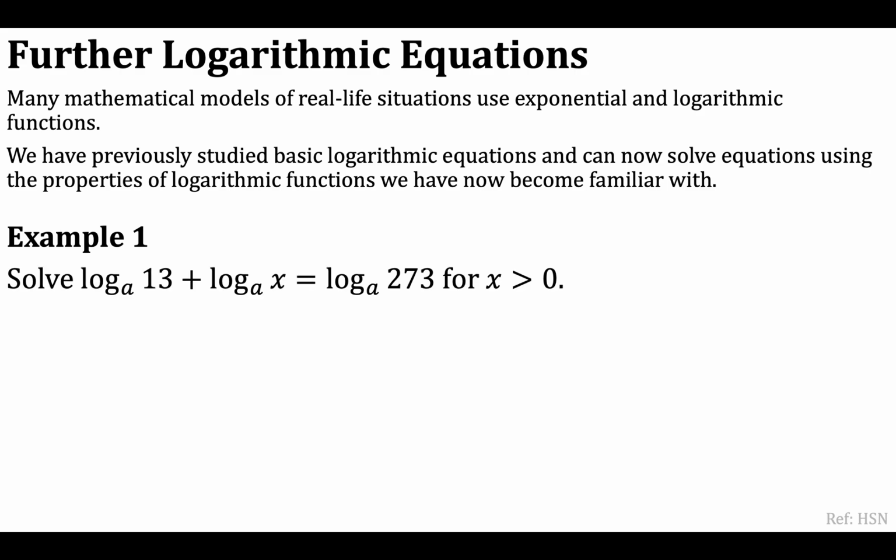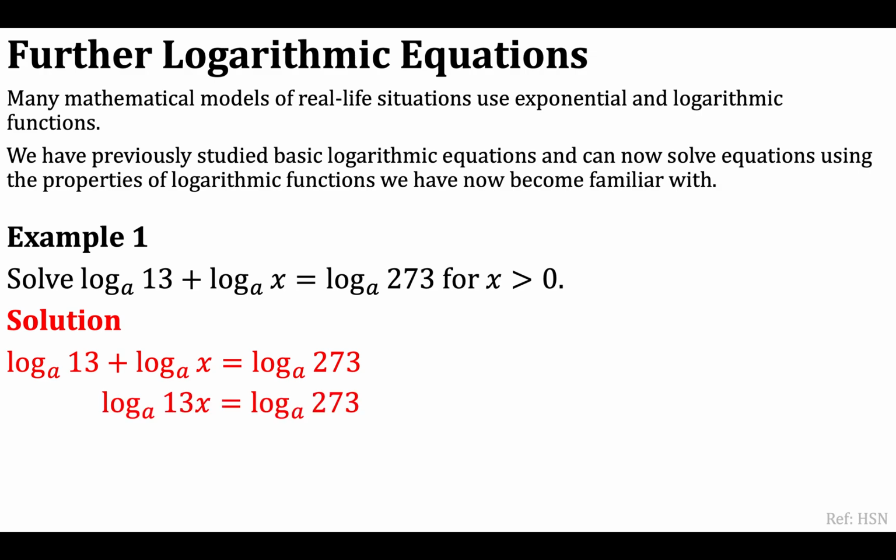For the first example, we want to solve log to the base a of 13 plus log to the base a of x equals log to the base a of 273, where x is greater than 0. On the left hand side, we can see that we're adding two log terms, both with the same bases, so that means we can multiply the arguments. So on the left hand side, we'll have log to the base a of 13x, and that is equal to log to the base a of 273.